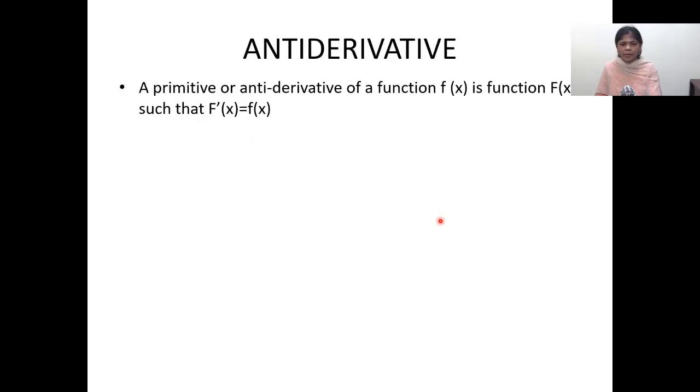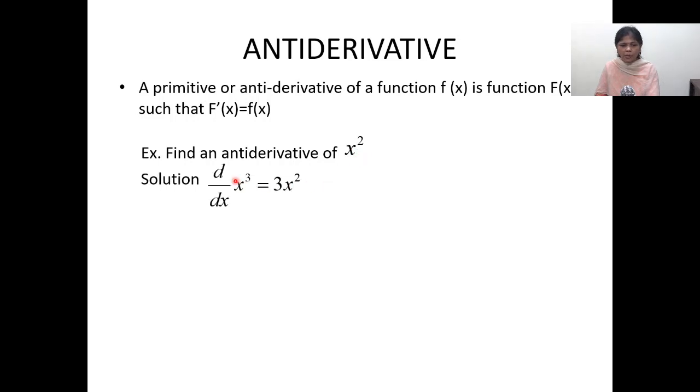So let us start with antiderivative. A primitive or antiderivative of a function f of x is a function, say capital F of x, such that the derivative of capital F of x is the given function. Let us understand this concept with the help of an example. Find the antiderivative of x square.